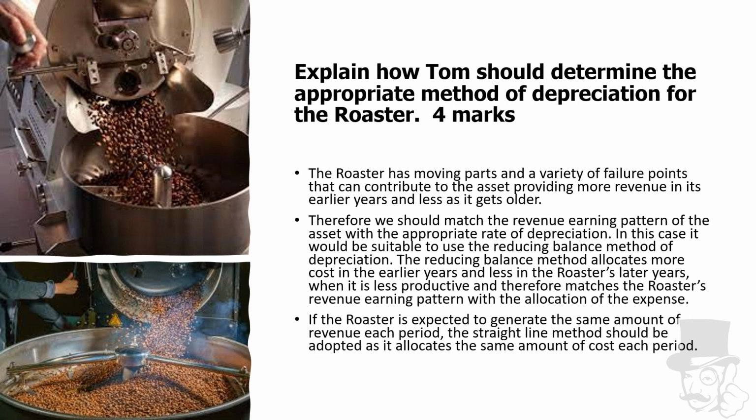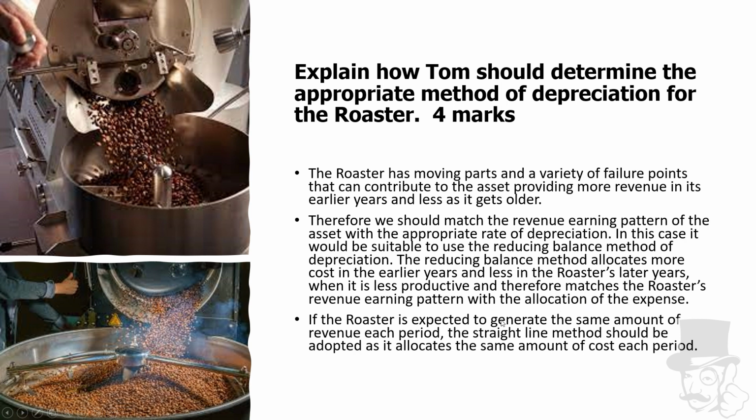So this is a sample response I've written. The roaster has moving parts and a variety of failure points that can contribute to the asset providing more revenues in its early years and less as it gets older. Therefore, we should match the revenue earning pattern of the asset with the appropriate rate of depreciation. In this case, it would be suitable to use the reducing balance method of depreciation. The reducing balance method allocates more cost in the early years and less in the roaster's later years, when it's less productive, and therefore matches the roaster's revenue earning pattern with the allocation of expenses.